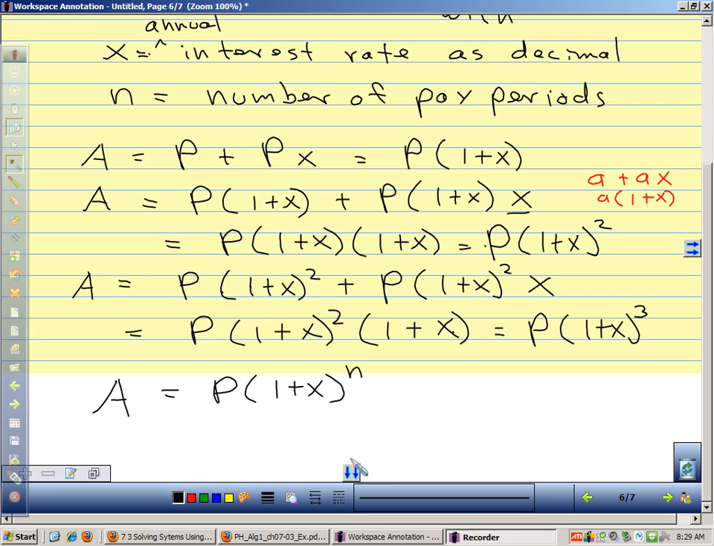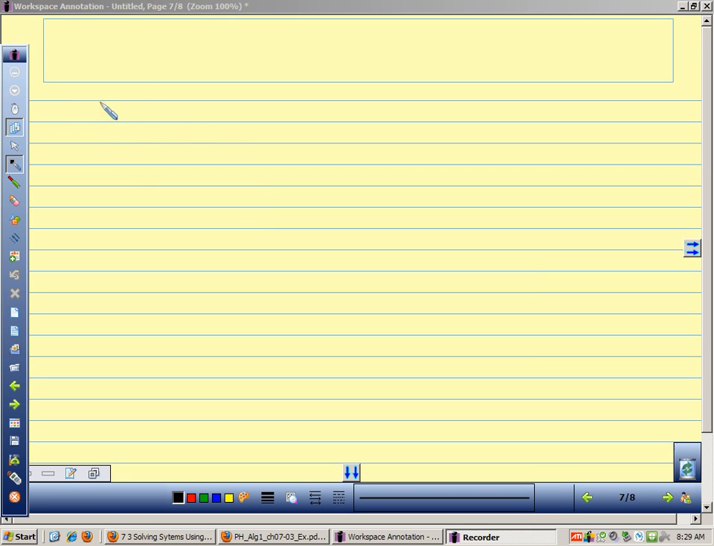So we're going to use this to write our compound interest formula. This is where it comes from. We're going to write it in a way that we're going to use it. Are we good with this? We don't have to memorize this. I just wanted to show you how we get to this formula. All right, so our compound interest formula.